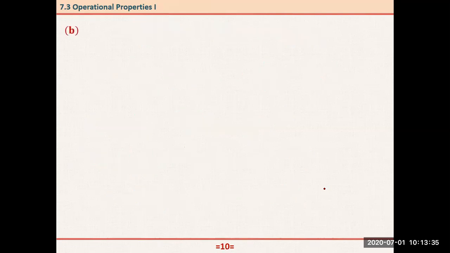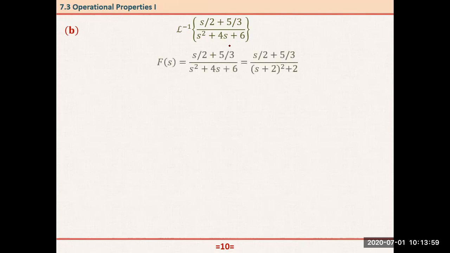Another second example, question B. Here we have s squared, right? That is s squared. Not s squared. Here we have the inverse Laplace transform of (s/2 + 5) over (s squared + 4s + 6). Now, first thing is, we know that this thing is F(s). So first we have to decompose this fraction, right?